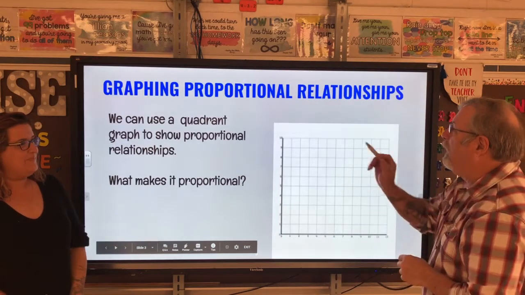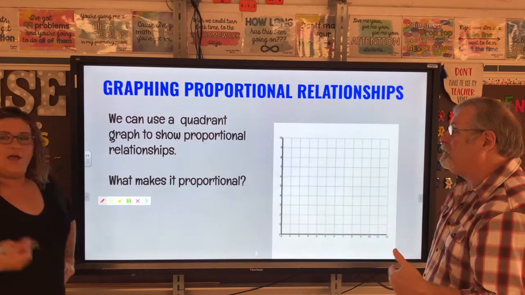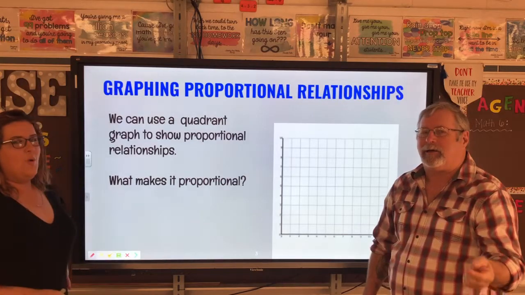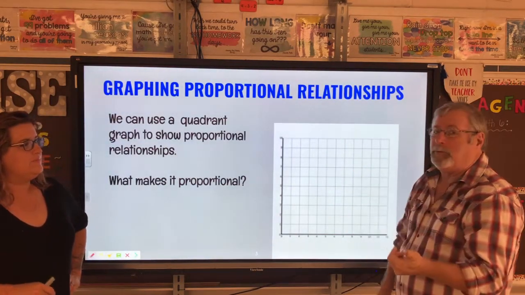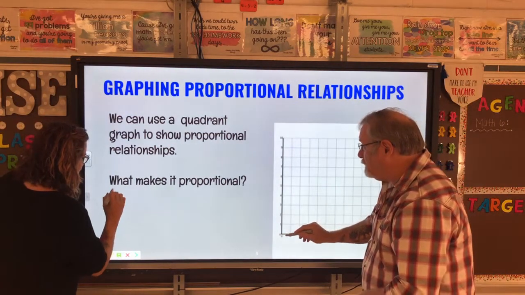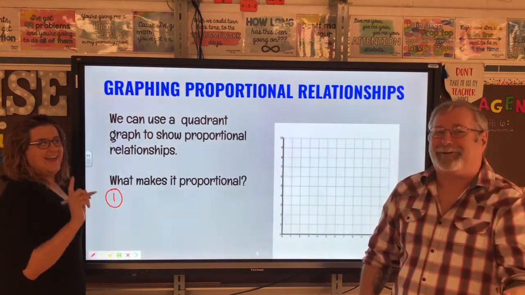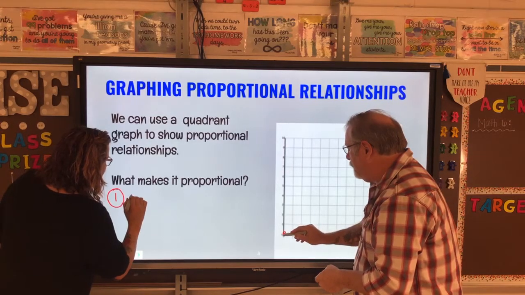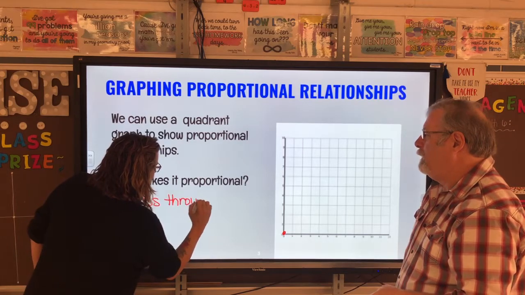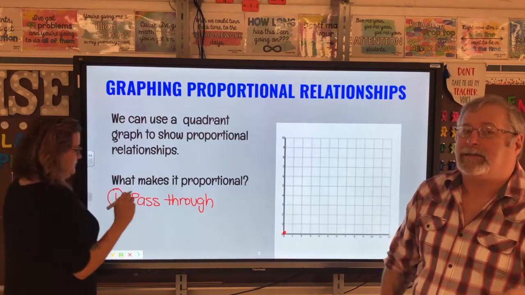All right. So, we can use a coordinate graph to show proportional relationships. But what about it makes it proportional? That's the key here. Well, there's two things we need to know. I think one of them is we have to start at the origin. The graph has to pass through the origin, right? So it could start there, it could go through it, it could go from positive to negative, but it has to go through 0, 0.